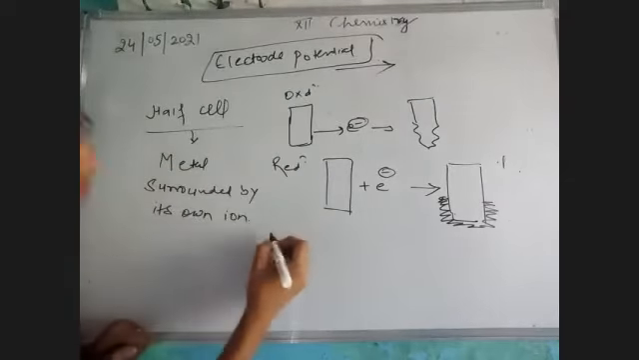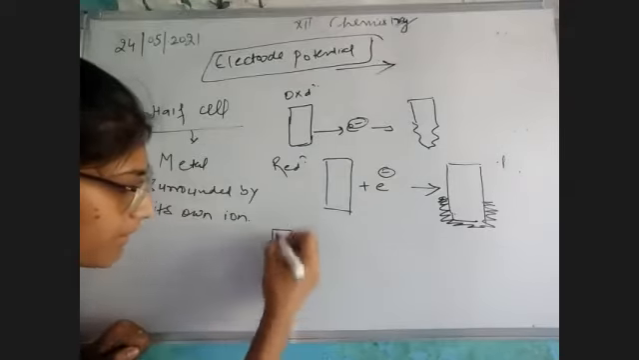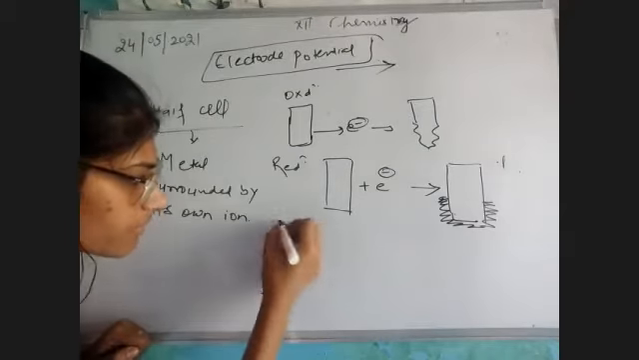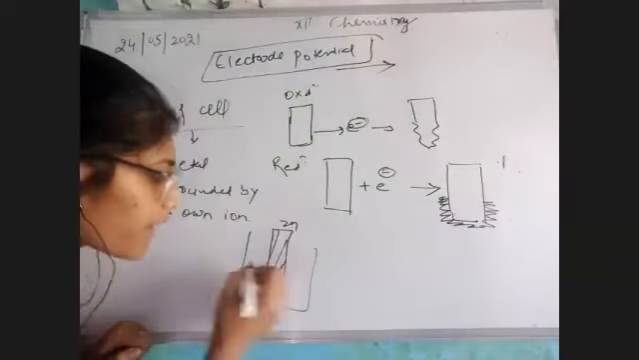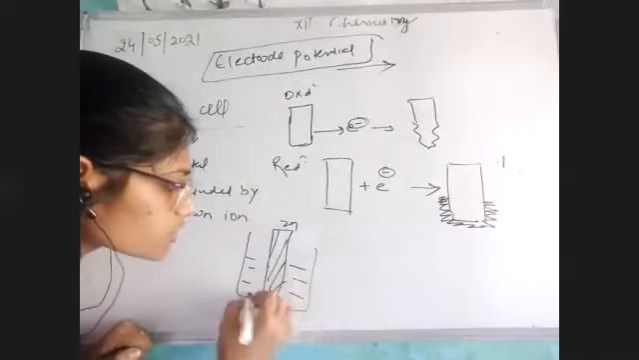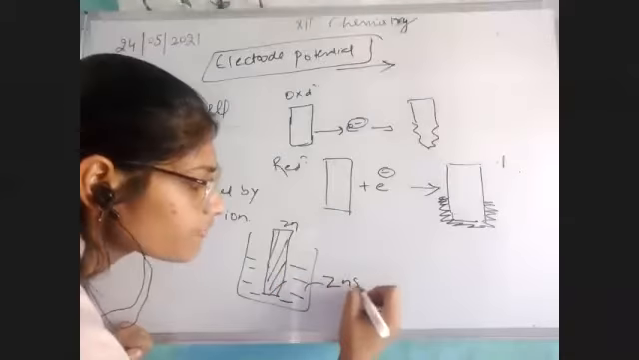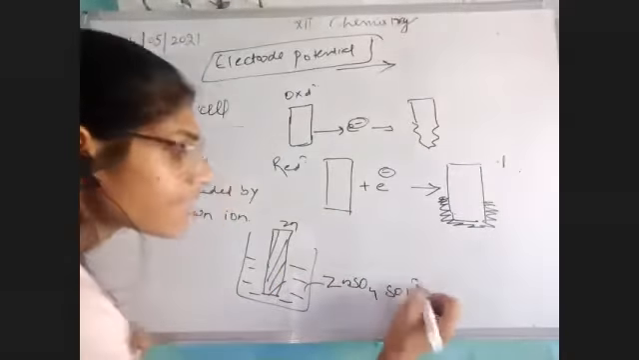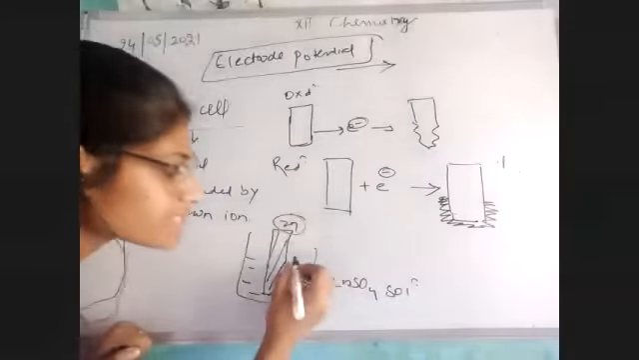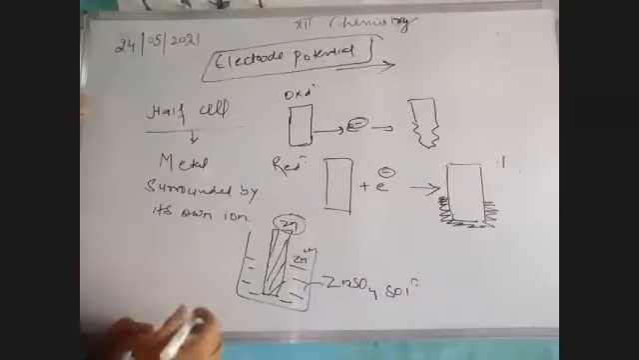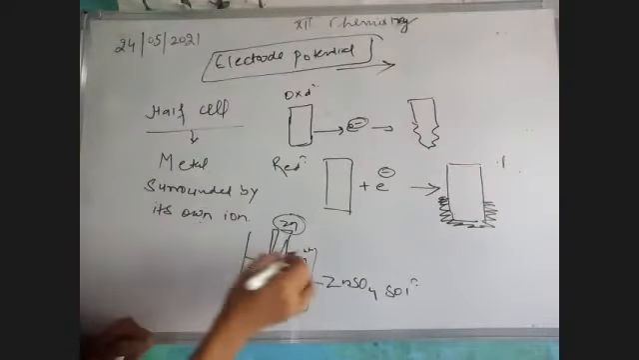For example, if I'm talking about my zinc metal, and this is surrounded by zinc sulfate solution, that means the zinc metal is surrounded by Zn2+ ions. The metal is surrounded by its own ion.